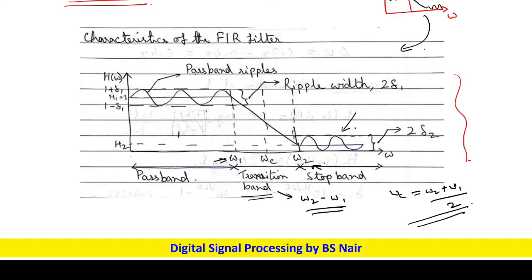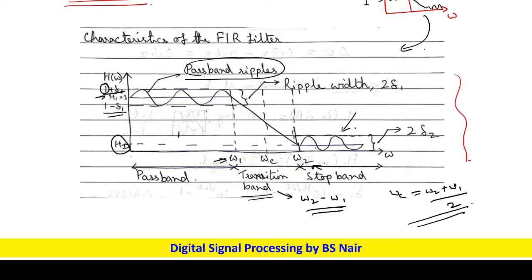Now how do you define the pass band ripples? The pass band ripples are usually regarded as 1 plus delta 1 and 1 minus delta 1. So why 1? We are considering a normalized amplitude response, so the amplitude has a value of 1. This value 1 which we are considering is actually H1. On the contrary, in the stop band, H2 is regarded as the amplitude in the stop band.